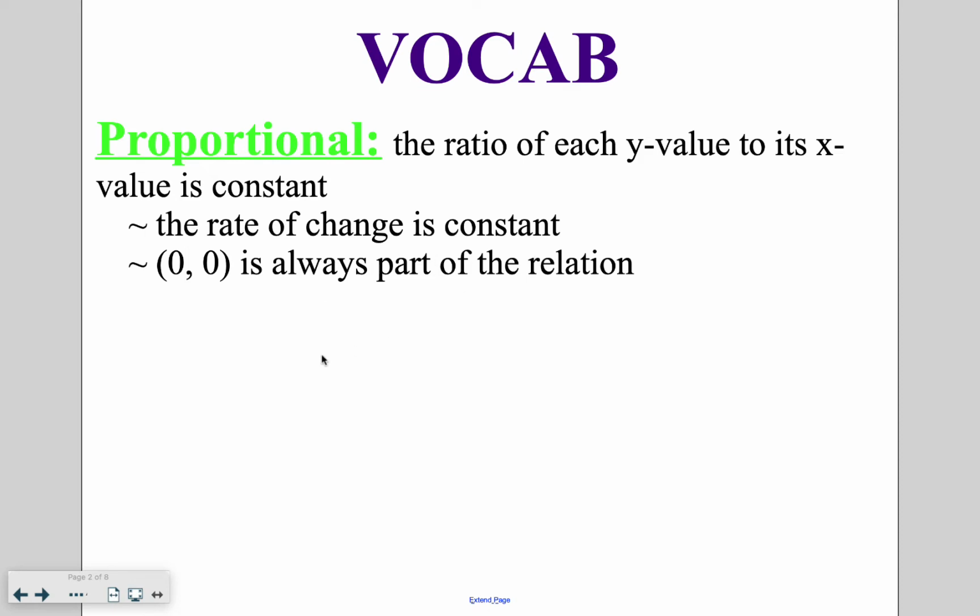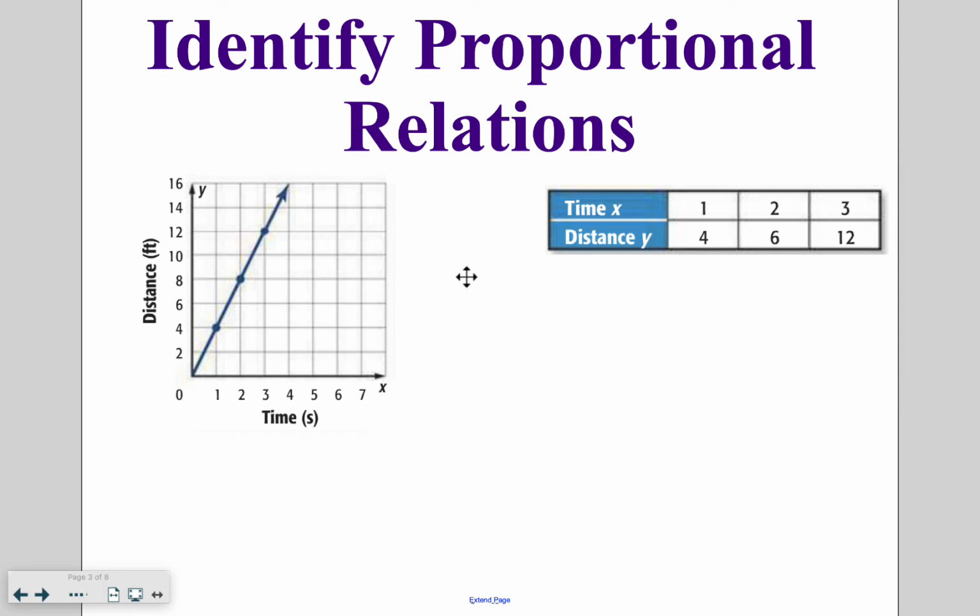So what that means is every time you take a y coordinate and you divide it by the x coordinate, the answer is going to give you the same number. This means that our rate of change, so the difference in between the points, is constant, and that it will always include 0, 0 on the graph. So our first job is to be able to identify proportional relationships.